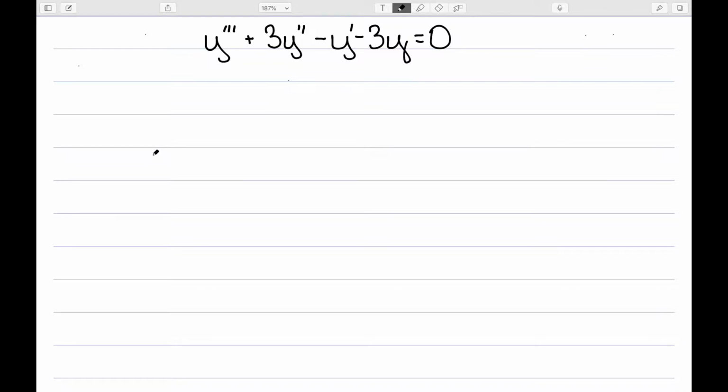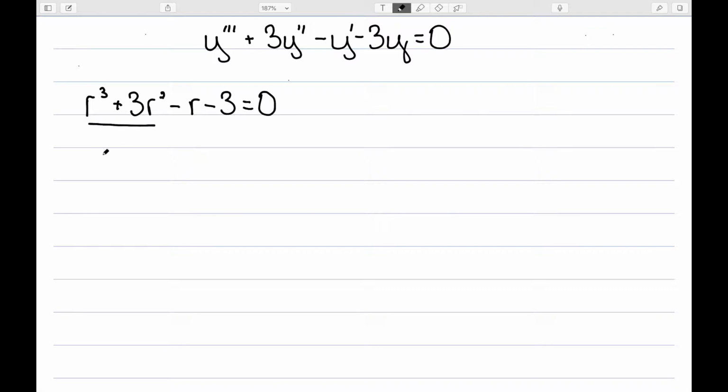I want to extend the idea from the last few videos to a third order differential equation. In this case, my characteristic equation looks like r cubed plus 3r squared minus r minus 3 equal to 0. And we can factor this by grouping.